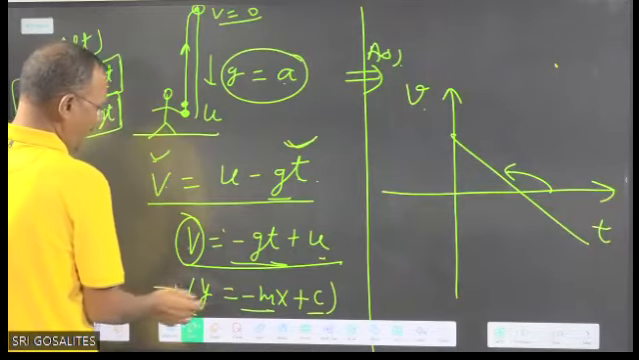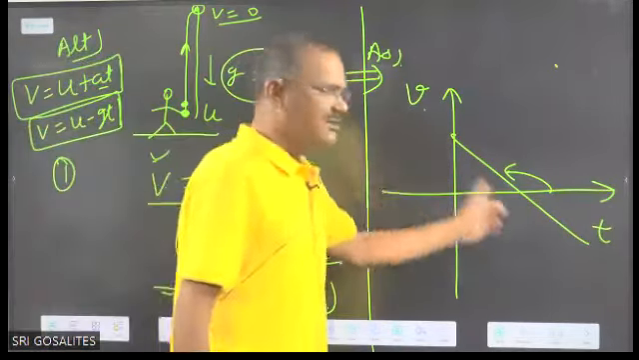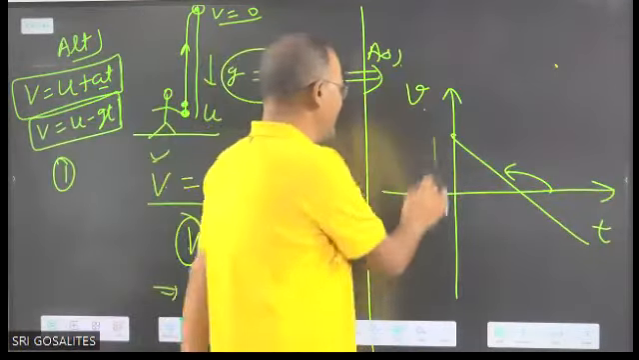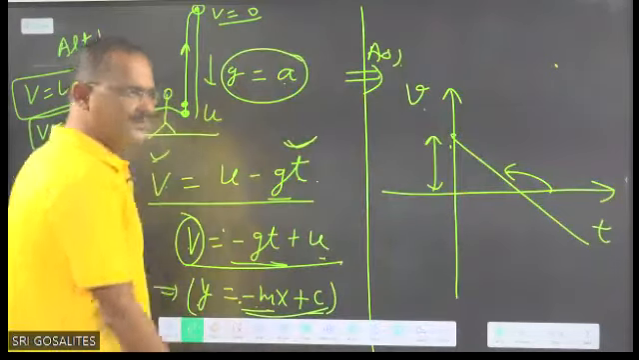This is similar to y equals minus mx plus c. And what is the equation of a line? Minus mx plus c, with a negative slope and a positive intercept. Okay, so this way two variables can be plotted.